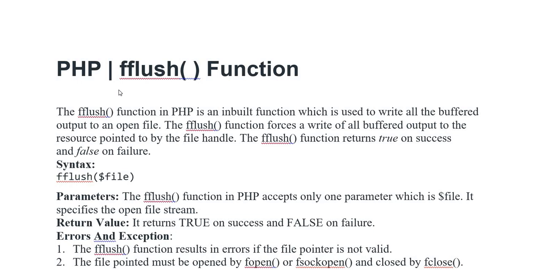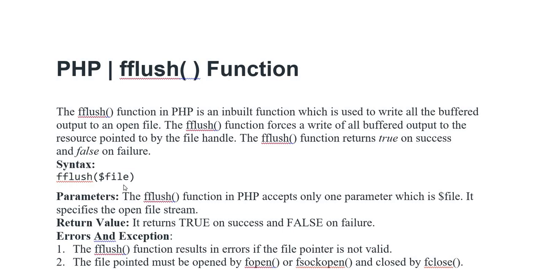The fflush function in PHP is an inbuilt function which is used to write all the buffered output to an open file. The fflush function forces a write of all buffered output to the resource pointed to by the file handle. The fflush function returns true on success and false on failure.